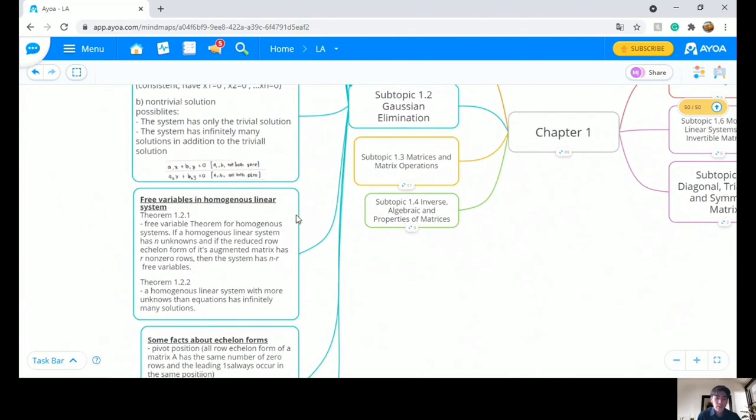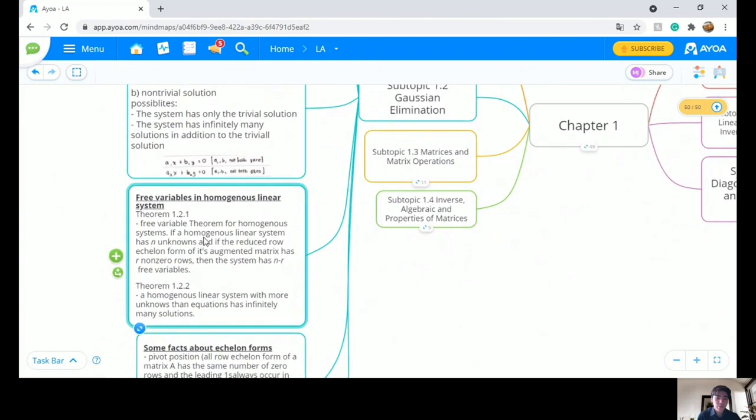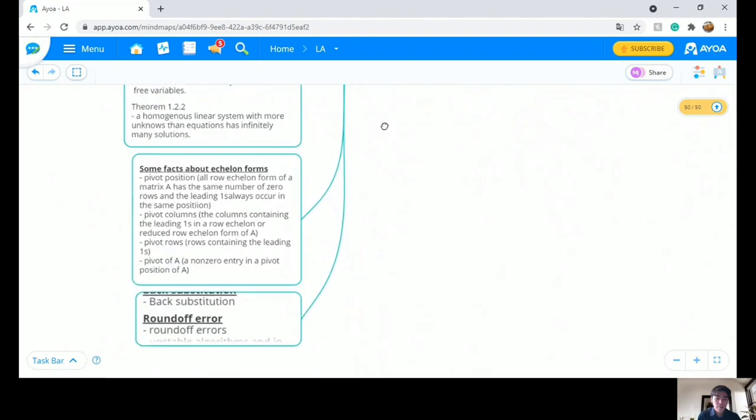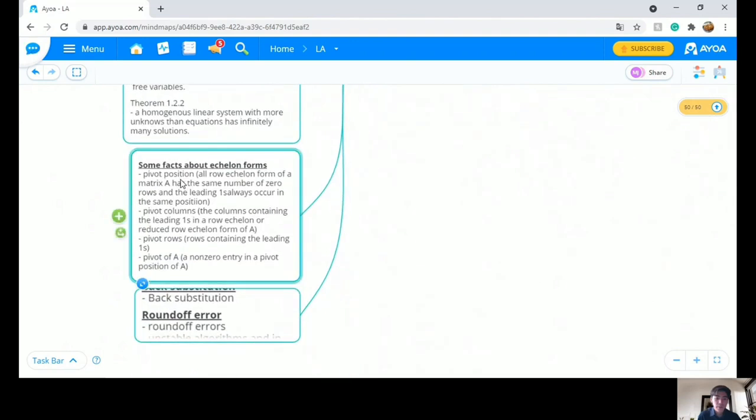Some things to note in Gaussian elimination is the first theorem, the free variables theorem for homogeneous systems: if a homogeneous linear system has n unknowns and if the reduced row echelon form of its augmented matrix has r non-zero rows, then the system has n - r free variables. And then next, a homogeneous linear system with more unknowns than equations has infinitely many solutions. Some facts about echelon forms would be better as pivot position, pivot columns, pivot rows, and pivot of A.